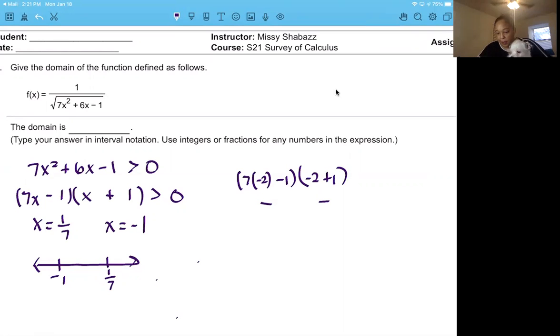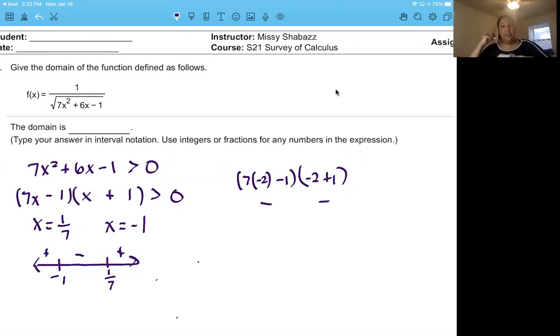So that gives me something positive. Between -1 and 1/7, I choose 0. So I have a -1 times a positive 1, which gives me something negative. And let's choose something bigger than 1/7. Let's just say 2. And that is going to give me something positive times something positive.